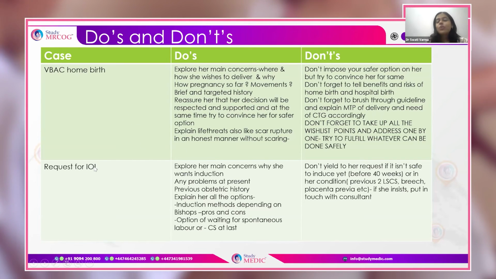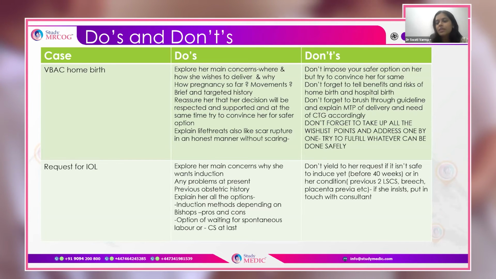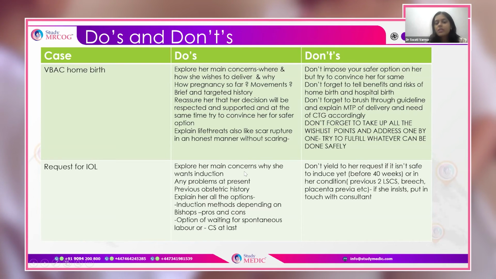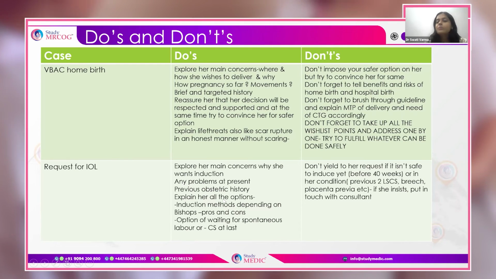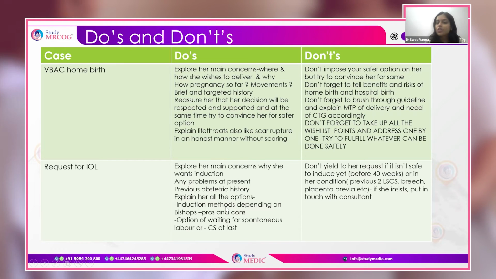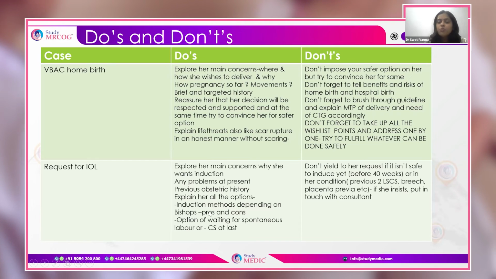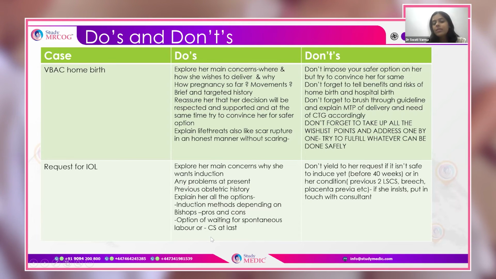Then suppose she is requesting induction at a very early gestational age, like 37 or 38 weeks, and she's saying that please induce me. So explore her main concerns, why she wants induction, whether any problems are going on at present, and the previous obstetric history, and then explain all the options. Tell all the induction methods, whatever will be done depending on the Bishop score, pros and cons, and also tell the option of waiting for spontaneous labor or, at last, cesarean section.